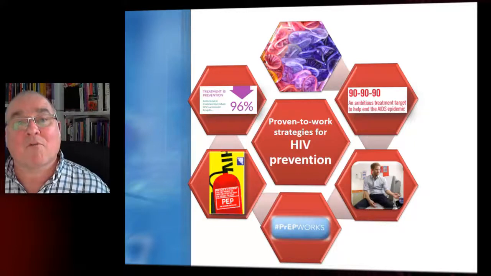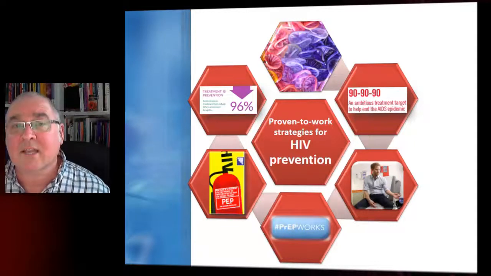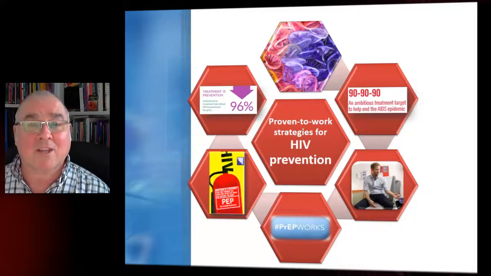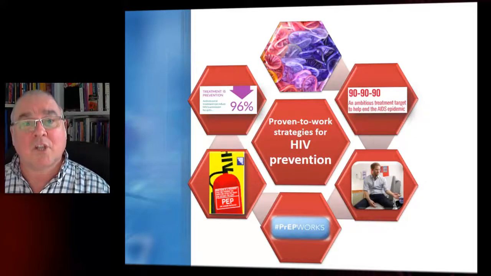And the spin-off from that is if a person's living with undetectable viral loads, then it means it's impossible for them to pass that infection on. U equals U. Undetectable equals uninfectious. Okay, that's the key message there. So that's what the 90-90-90 refers to.